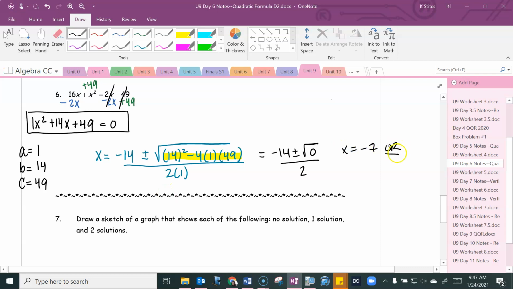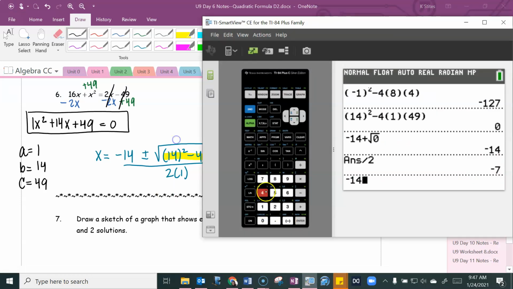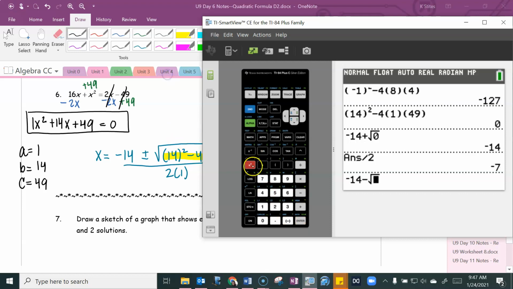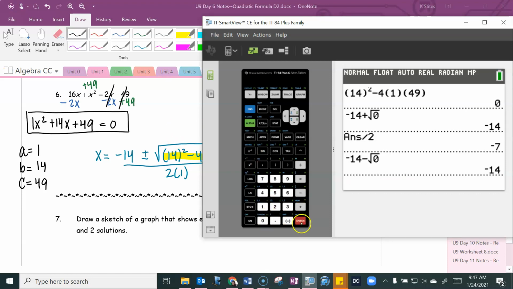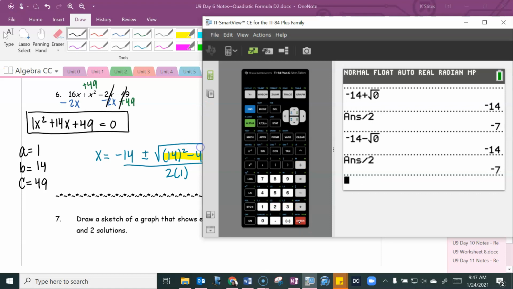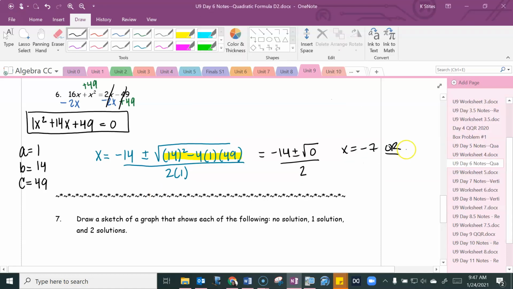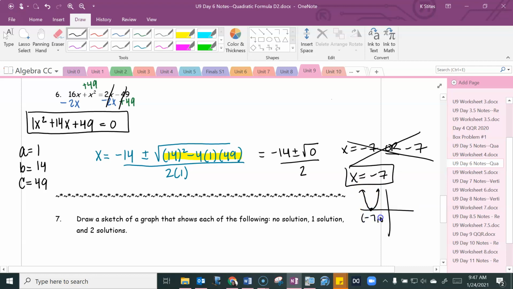Or, all right, let's plug it in again. Negative 14 minus square root 0 divided by 2. You get a negative 7 again. All right, we're not going to say x equals negative 7 or negative 7. That doesn't make any sense. There's only one answer. It's just x equals negative 7. This is one solution. So what this means is our parabola only hits at one place on the x-axis. It only hits at negative 7, 0. That's it, the only solution.